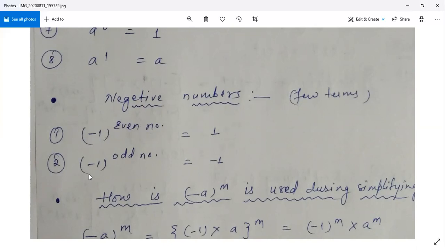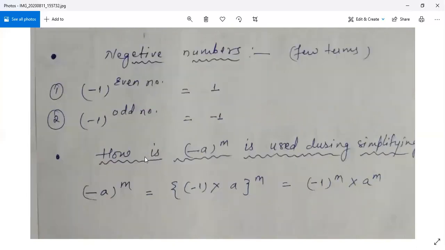Okay, if the power of -1 is an odd number, then in that case, if it is -1 to the power 3, you will get -1. If the power is 1, then also you will get -1. If it is -1 to the power 5, then also you will get -1.